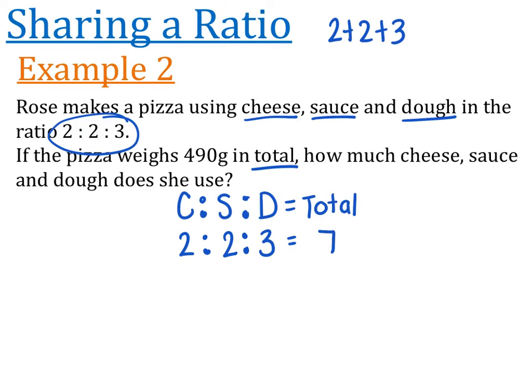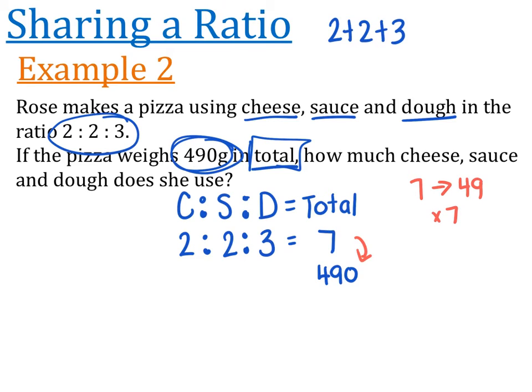And then it says next in the question, if the pizza weighs 490 grams in total, so under the word total, we're going to put 490. And then we've got to find out, how do we get from 7 to 490? Well, I know from 7 to 49, we would do times by 7. So that must mean to get from 7 to 490, we must times by 70. So to get from there to there, we're going to do times by 70. So that must mean we have to multiply absolutely everything also by 70.